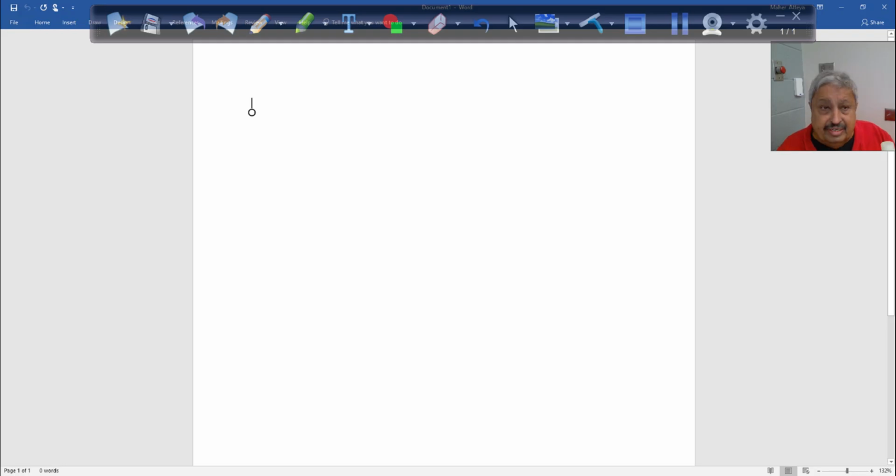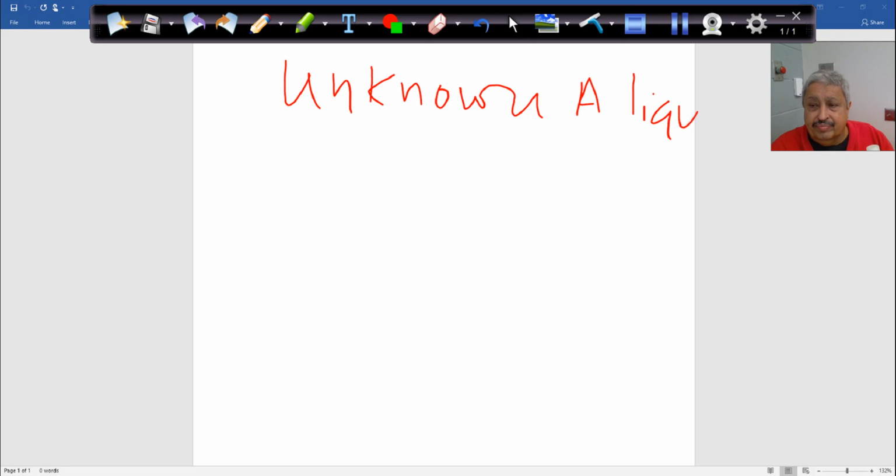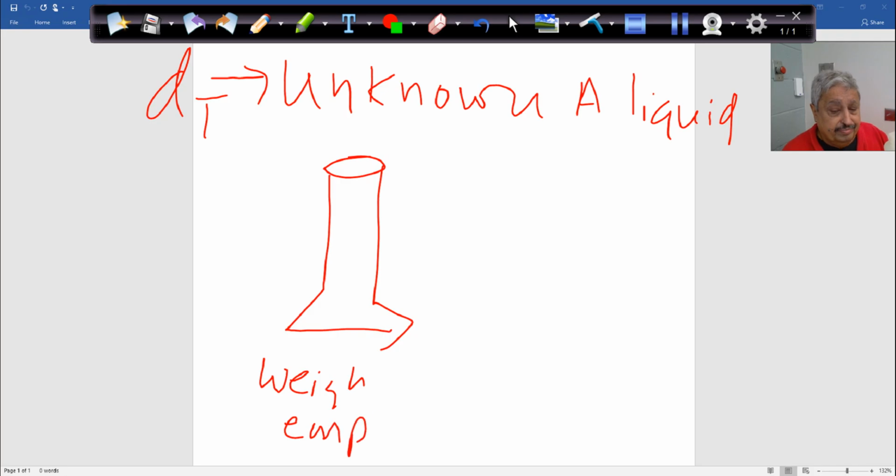So I take a graduate cylinder here. Just to show you this, unknown A, a liquid. So density. What will you do? Take a graduate cylinder, correct? You weigh the graduate cylinder empty. Weigh it empty, correct? And then use the graduate cylinder to measure exactly 10 mils.